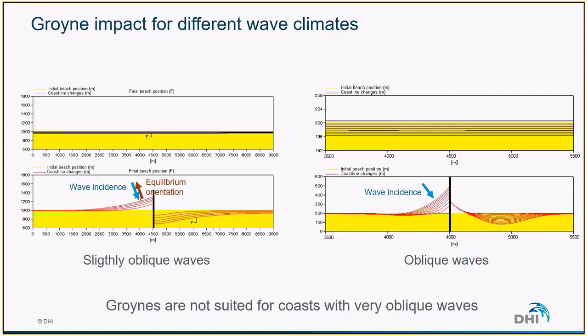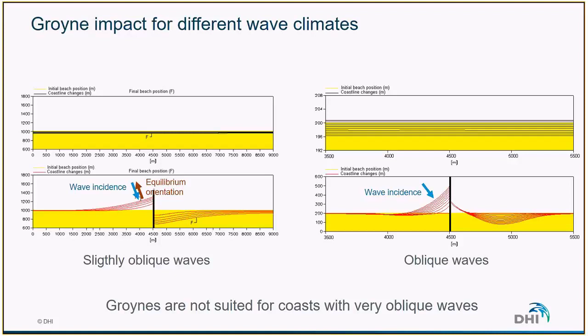Here we have very simple simulations to illustrate what happens when a groin is constructed along a straight coast. In the upper figure, we can see that there is no structure, and on the left part we have slightly oblique waves. As we've seen before, this is typical of stable coasts. So we can see that there is very little movement of the shoreline during the simulation. And on the right part of the slide, we have very oblique waves, which is associated with an unstable coast, and therefore we can see that the shoreline is moving a lot.